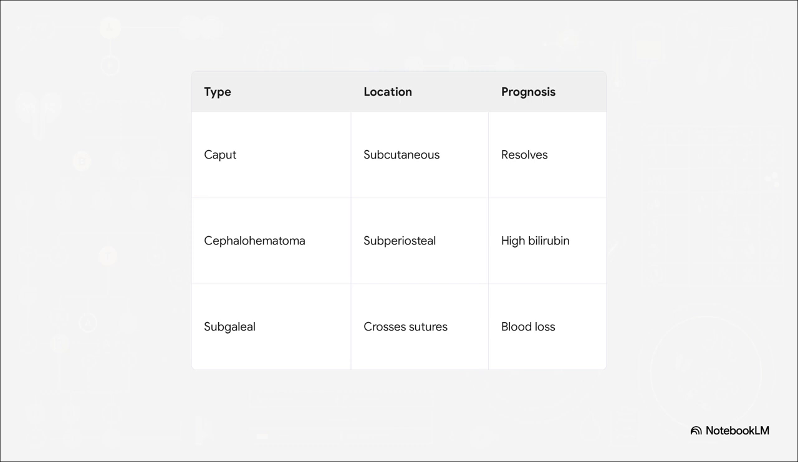But here is the critical test day emergency, a scenario you absolutely cannot miss. If the swelling crosses suture lines, feels fluctuant, keeps expanding over days, and you're seeing tachycardia and pallor, you must immediately suspect a subgaleal hemorrhage. We're talking life-threatening blood loss here.